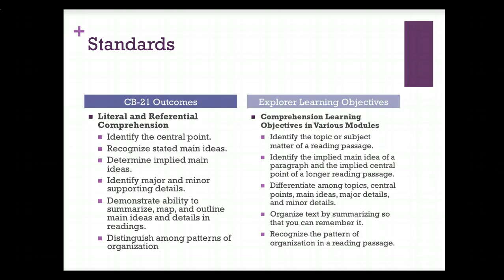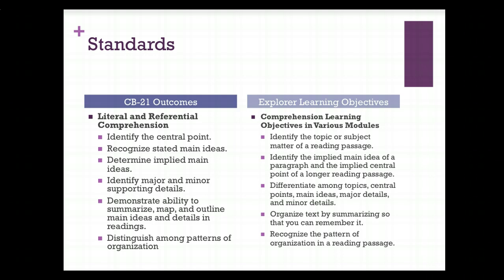The CB21 standards for comprehension indicate that by the end of the course, the student should: 1. Identify the central point, 2. Recognize stated main ideas, 3. Determine implied main ideas, 4. Identify major and minor supporting details, 5. Demonstrate the ability to summarize, map, and outline main ideas and details in readings, and 6. Distinguish among patterns of organization.